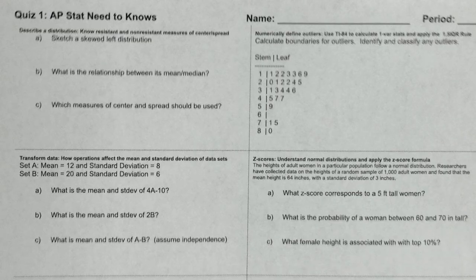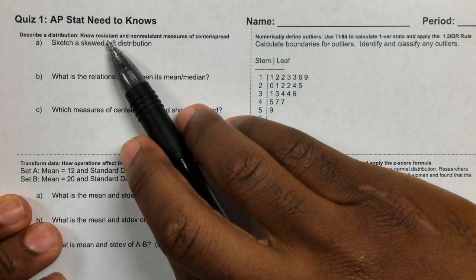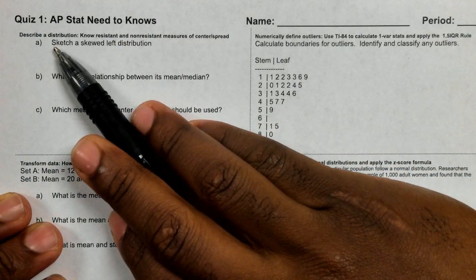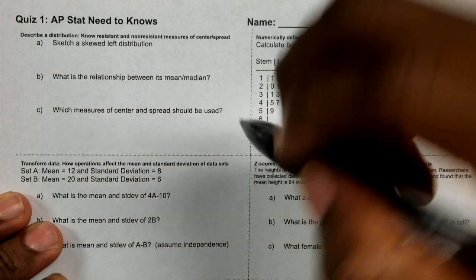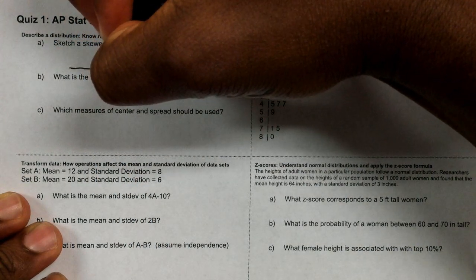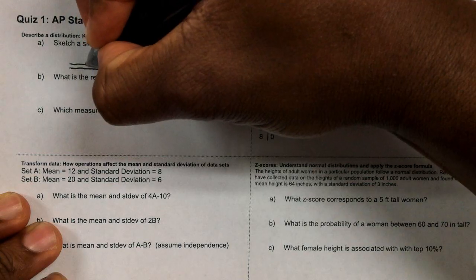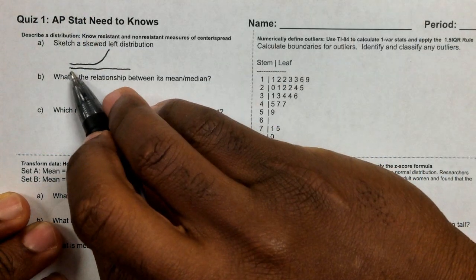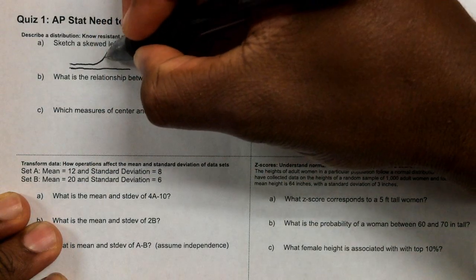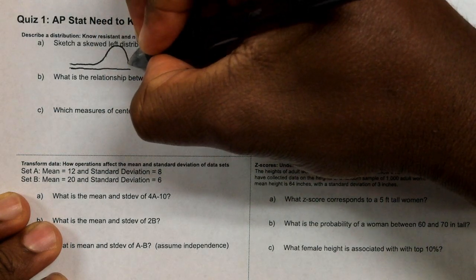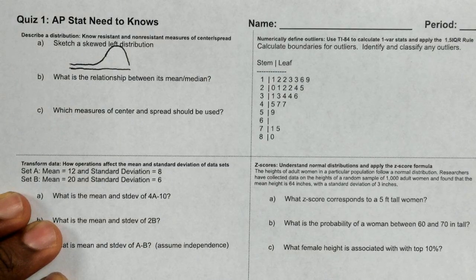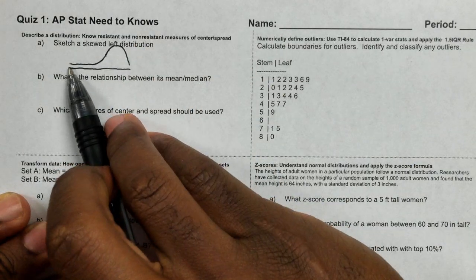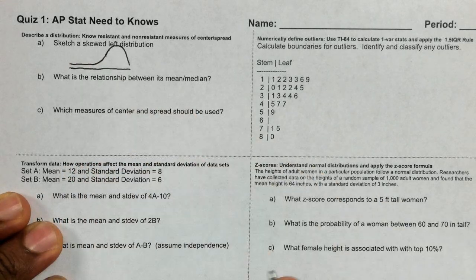Again, question number one. Question number one wants us to know the resistant and non-resistant measures of center and spread. So the first question wants us to sketch a skewed left distribution. A skewed left distribution will look something similar to this, where a lot of the data at the beginning of the representation of our x values will be on the lower side, and as we move more and more to the right side, that's where a bulk of our data set is. So it's at the end of that tail. Right here is where the skew is, and this will be considered skewed to the left.